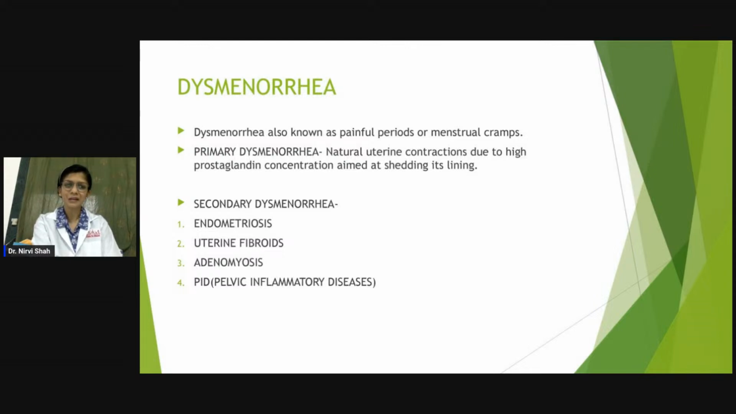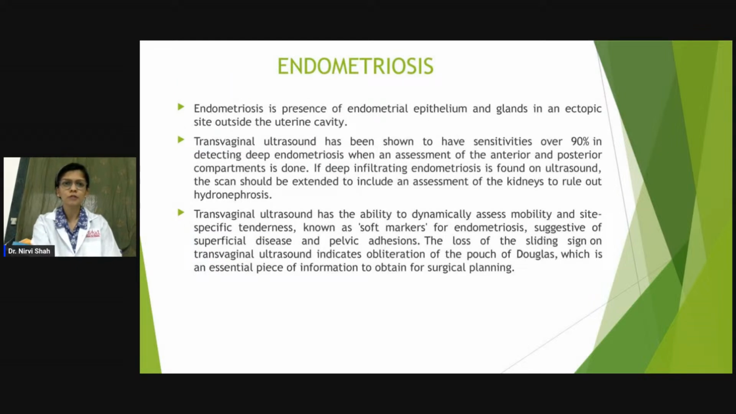Then there is secondary dysmenorrhea, where the most common cause is endometriosis. There may be submucosal fibroid and subserosal fibroid, which would specifically cause dysmenorrhea. Adenomyosis also causes dysmenorrhea in many patients. And then there is pelvic inflammatory disease, PID. So let's look at each one of them. First we have endometriosis.